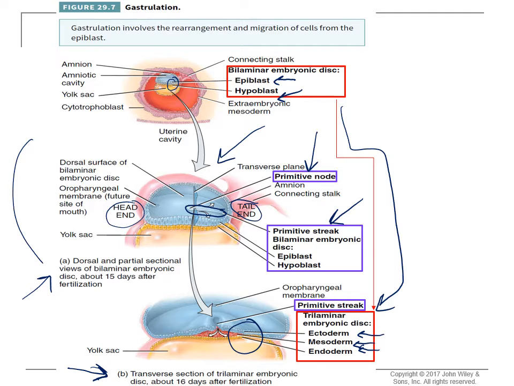Following formation of the primitive streak, cells of the epiblast are going to move inward below the primitive streak and detach from the epiblast, and this is called invagination. As you can see, this process is invagination. Once the cells have invaginated, some of them displace the hypoblast and form the endoderm. So here you have the endoderm. Other cells remain between the epiblast and the newly formed endoderm to form the mesoderm. That layer there. And then cells remaining in the epiblast form the ectoderm, which is the outer layer.